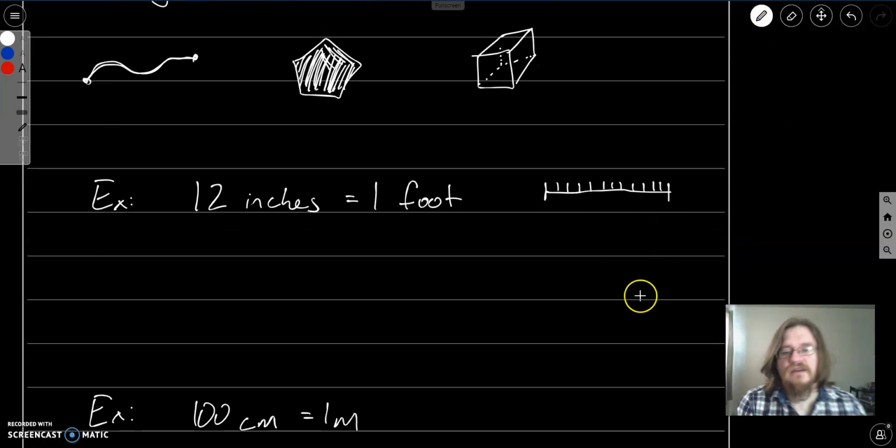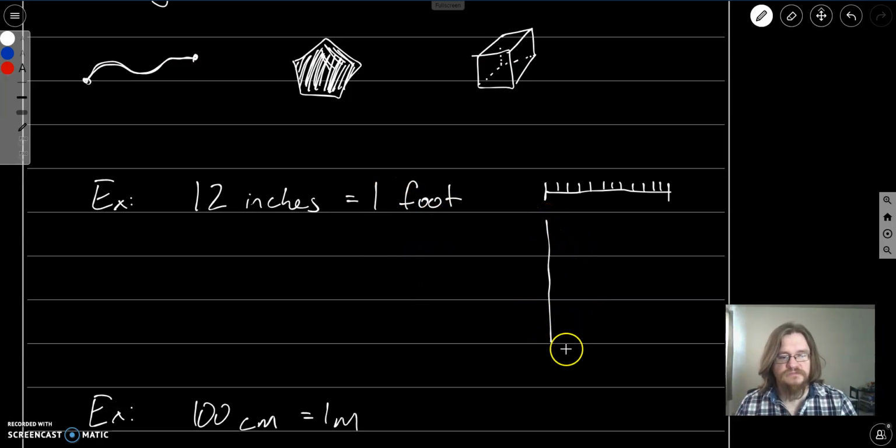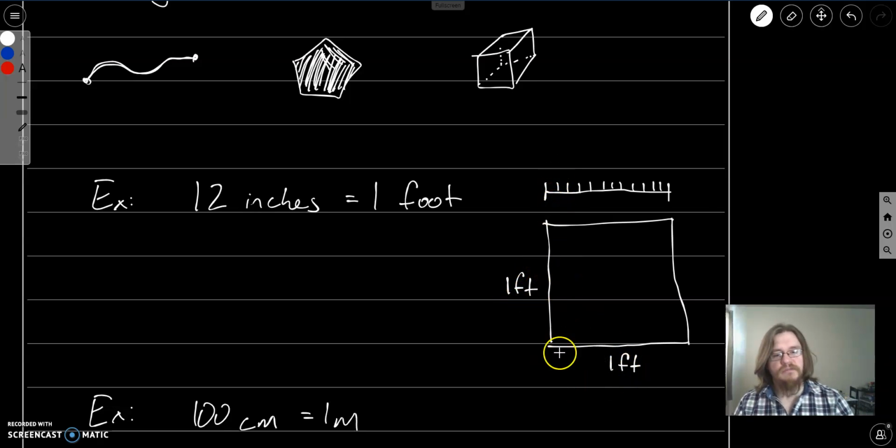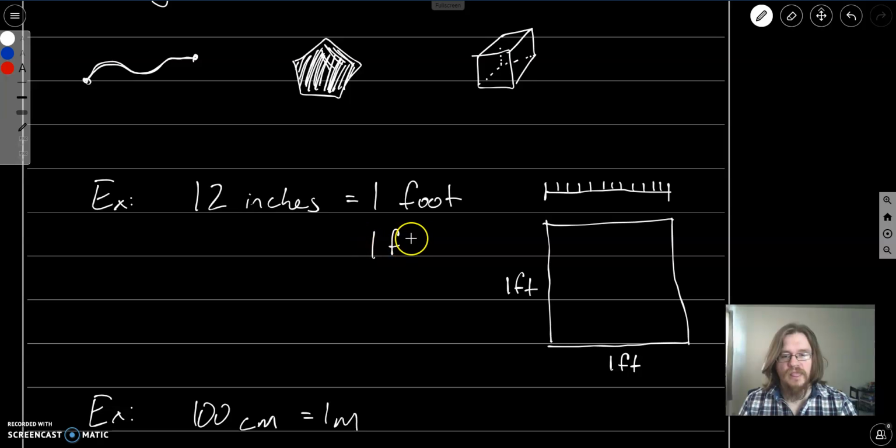Now, if we were talking about area, for instance, if we were to look at a square, and let's imagine that this is 1 foot on a side. If we want to know what the area of the square is, well, it'll be 1 foot times 1 foot. And 1 foot times itself is just squared, and 1 times 1 is 1. So this is going to be 1 square foot.